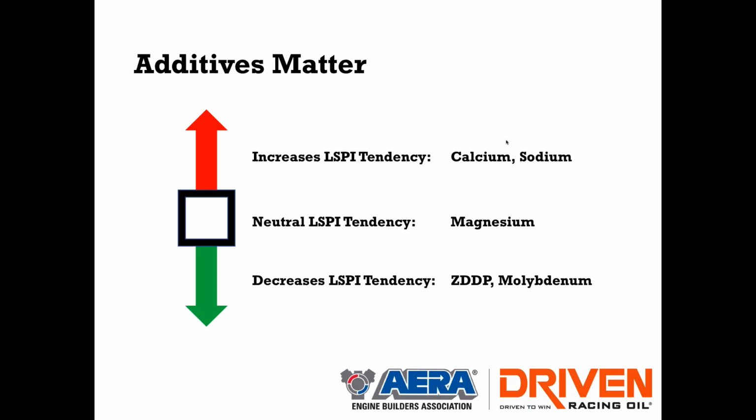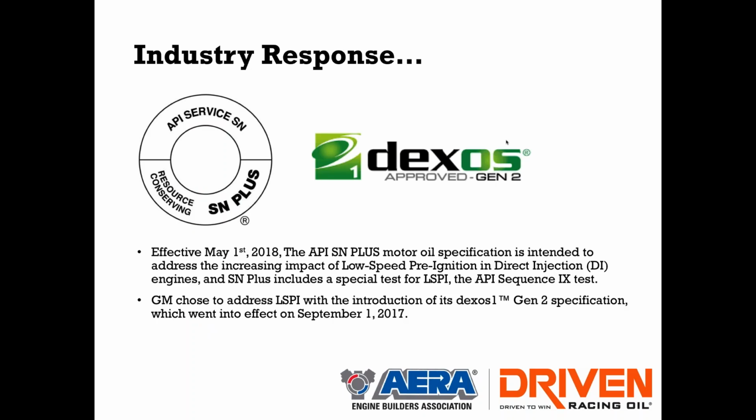So those are the key things to take away from the research and the learning that's occurred over the last few years when it comes to the chemistry of oil and how that impacts these direct injection engines. The industry has responded effective this month, May 2018. The new oil spec is this API SN Plus, which the updated donut is what you see right there on the screen. If it has that SN Plus in that lower right-hand quadrant of it, then that's the updated formula, which would be completely reformulated.